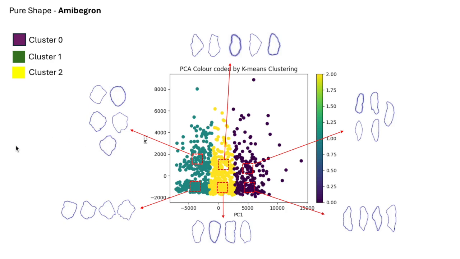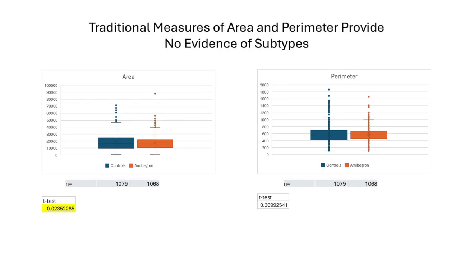So what we did was we isolated the samples in each of these 6 categories, and we just compared their average perimeter and area. I first want to say that when you measure area and perimeter between control versus amibagrin altogether, there's very little difference. That is, there's no evidence suggesting that there may be subtypes.